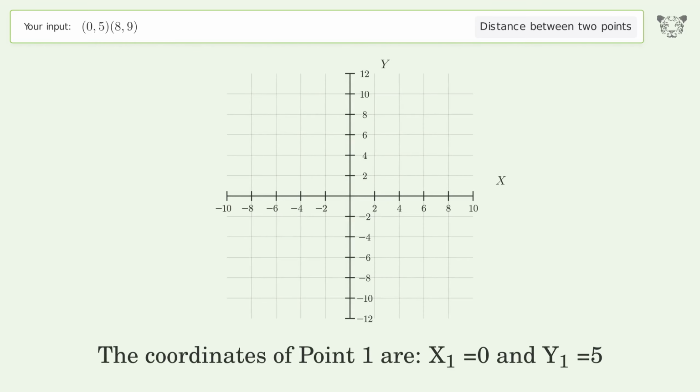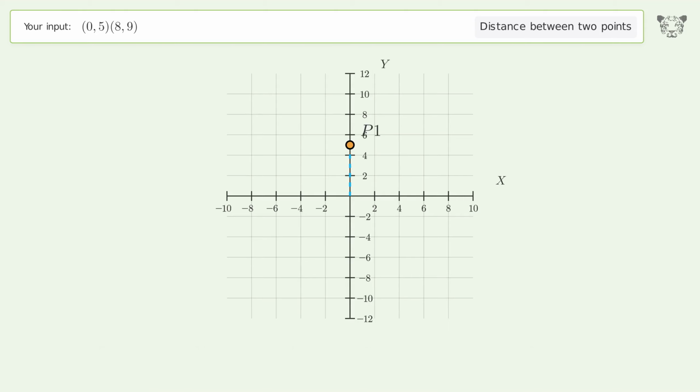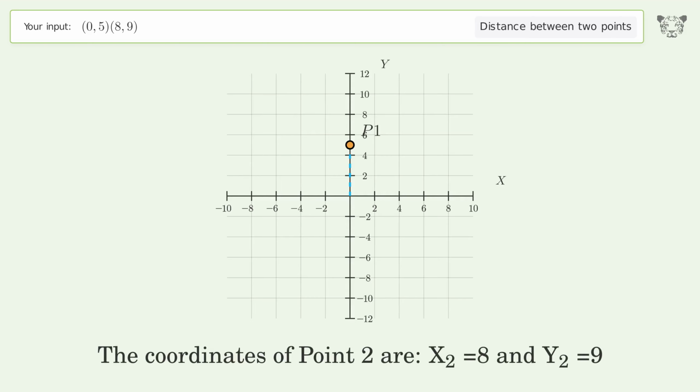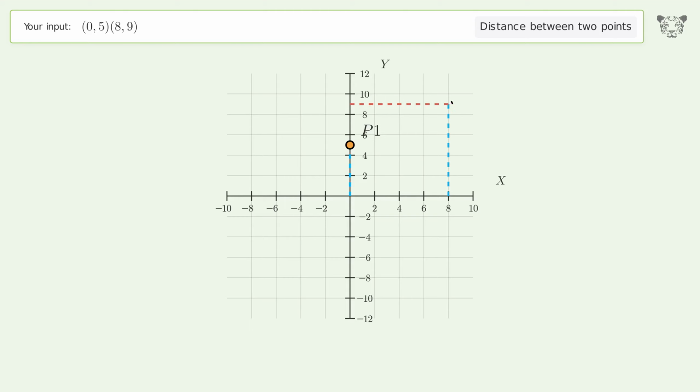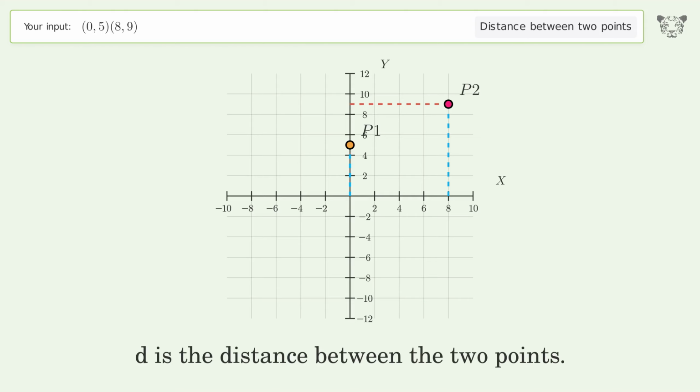The coordinates of point 1 are, x1 equals 0 and y1 equals 5. The coordinates of point 2 are, x2 equals 8 and y2 equals 9. D is the distance between the 2 points.